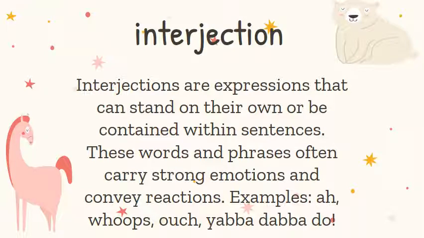Interjections are expressions that can stand on their own or be contained within sentences. These words and phrases often carry strong emotion and convey reaction. Some examples of interjection are whoops, ouch, yabadabadoo. When you say the interjection word, remember, it's going to convey your reaction, whether you're surprised, happy, or maybe amazed.